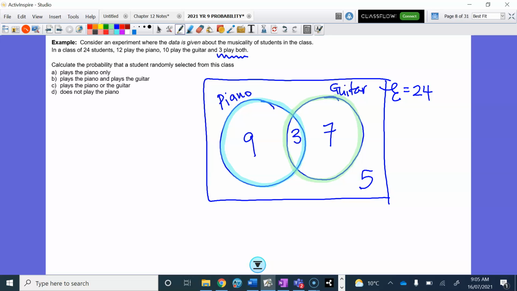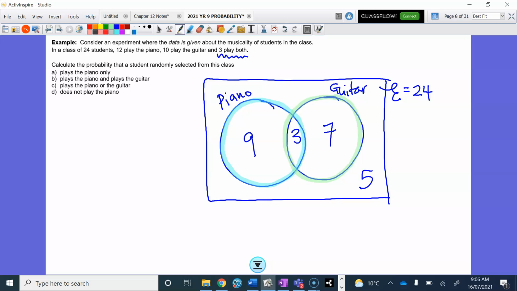Now I'll do a quick double check before I move into my probabilities. Totalling all of the students, 7 plus 3 plus 9 plus 5 totals 24. So now I'm happy that my diagram actually reflects the information in the question, and now I can move on to answering the probabilities.